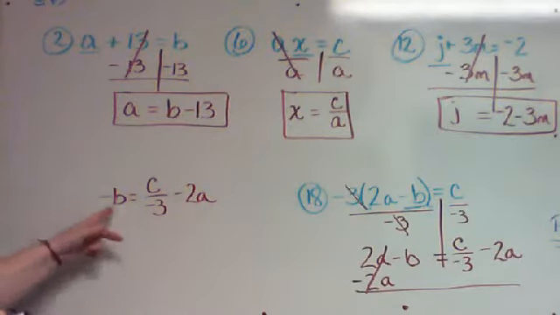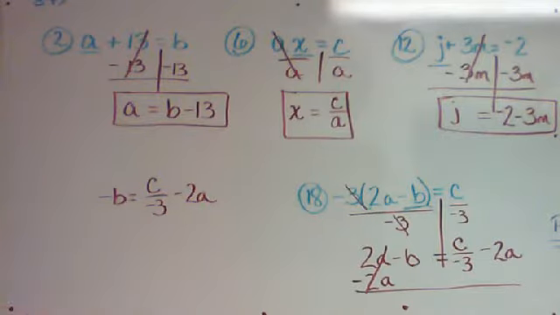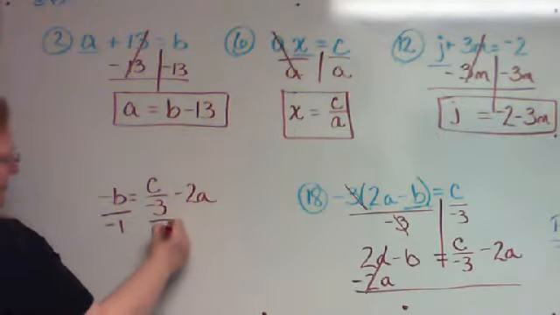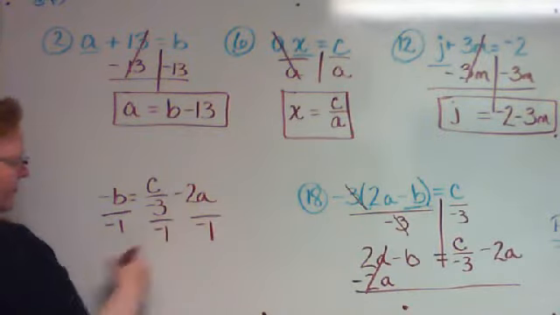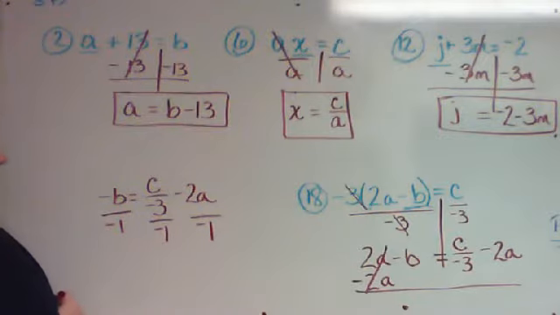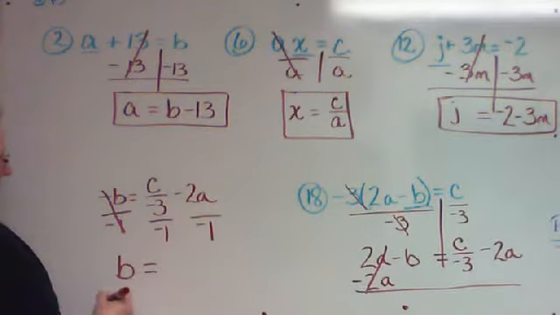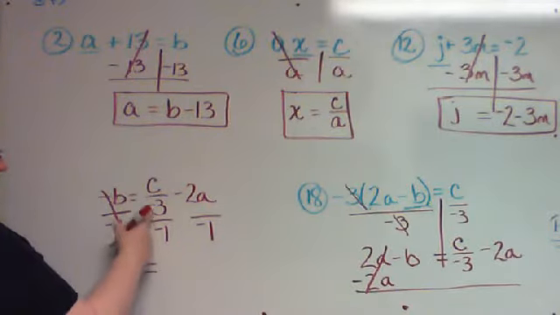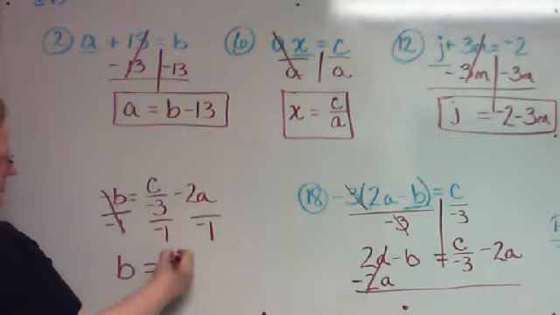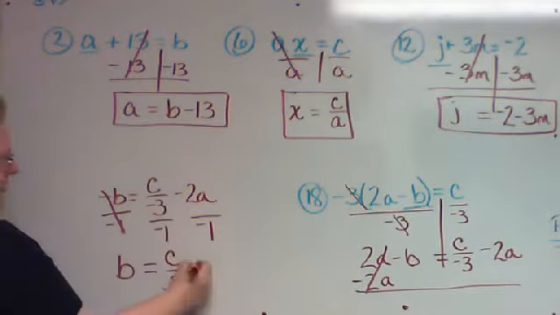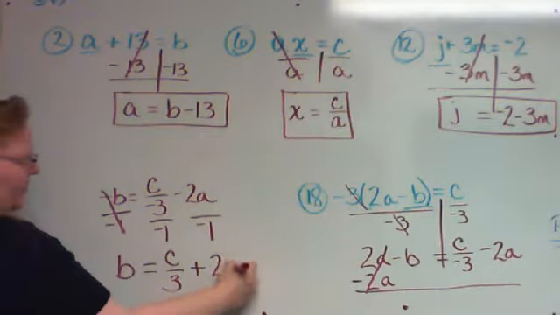I still don't have the b by itself. It's got that negative in front. So how do I get rid of that negative? I have to divide everything by negative 1. Everything. So that gives me a positive b, because that'll cancel out, equals this negative and that negative cancel each other out, so that's just c over 3. And this negative and that negative cancel each other out, so that's 2a.